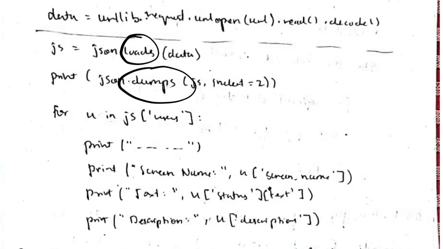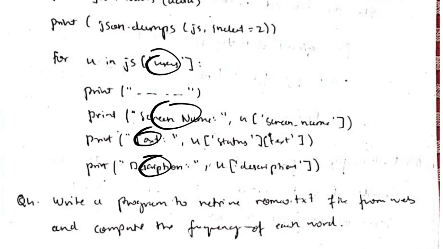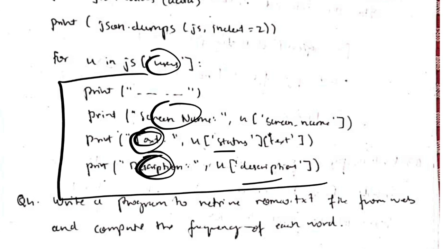After using json.dumps, it will become the Python format, and then we pick which data we want of the user. For each user, what you have to do is print the screen name, text and description. Okay, means what is the screen name of that user, what is the text of that user, and what is the description of that user. Text specifically means the status of that user, and description means the user's information. So by using this for loop, we will be able to print the friends' information.